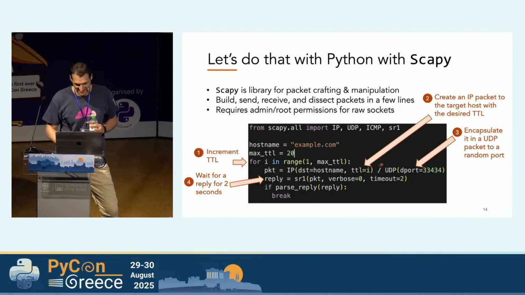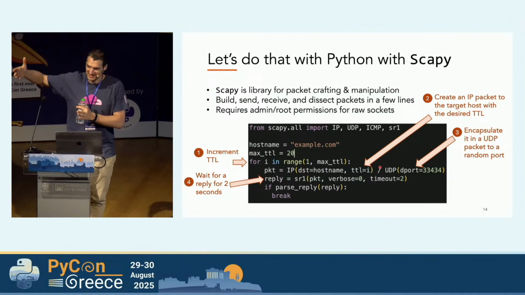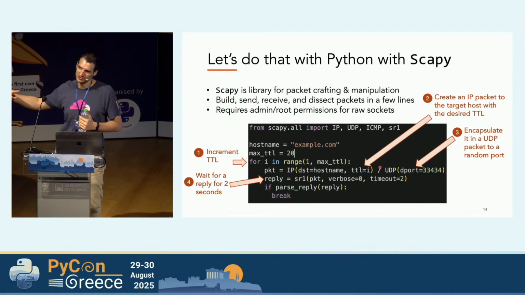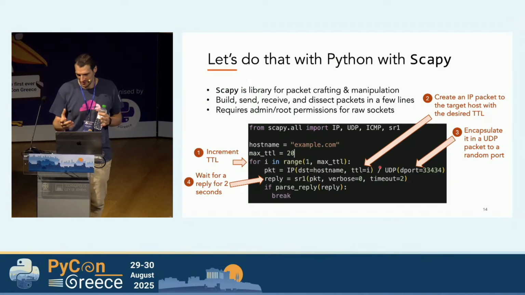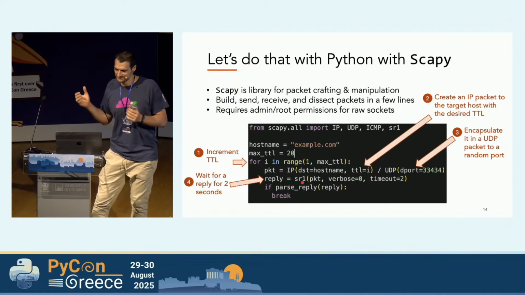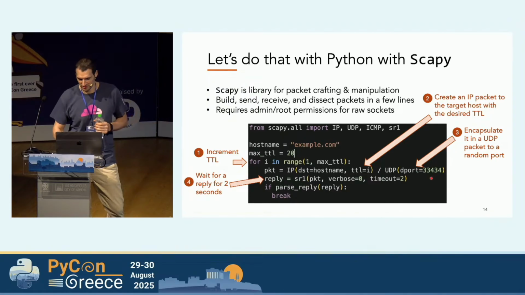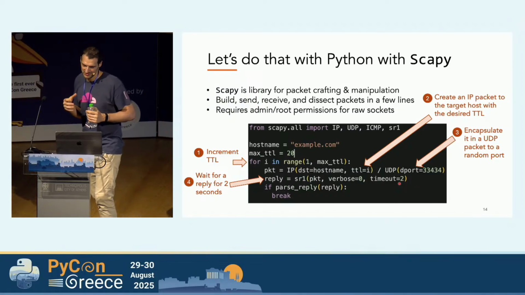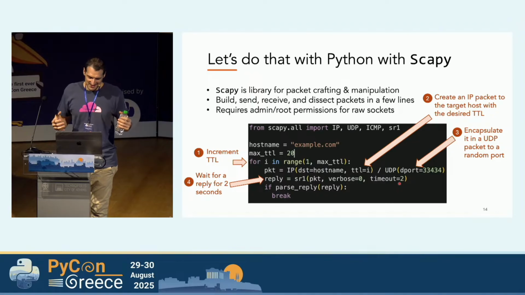Scapy has this very nice way of chaining network packets with this backslash. So you create an IP packet, backslash UDP, you put it inside a UDP packet, and we define a random port. So now we have our packet. We send it with this SR1 function, which means send, receive one packet. We will wait for 2 seconds in case we encounter one of these asterisks, right? The router doesn't reply. And then that's it.